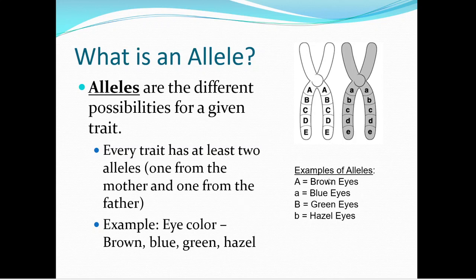Examples of alleles, for eye color: a big A would give us brown eyes. Since these chromatids here have an uppercase A and an uppercase A, this would be brown eyes because there is no blue eyes. And then this one here, a little a, would code for the proteins to make blue eyes. And we'll learn what happens when we have an uppercase A and a lowercase a together.